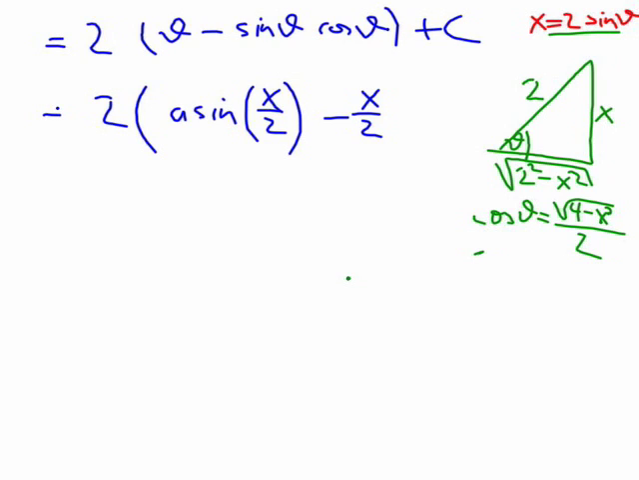So we need to multiply our x over 2 with the square root of 4 minus x squared over 2, and then we have an integration constant c, and that's our solution. And that's it for this.